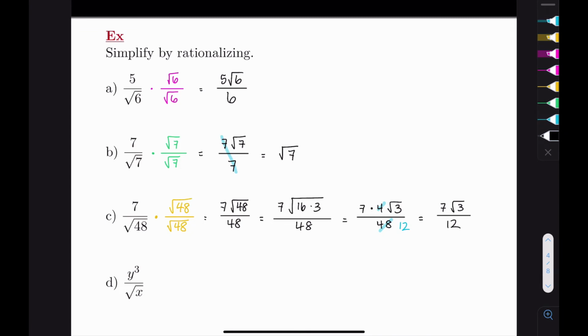Now for this next one, I don't have a number inside that square root, but I'm still going to apply exactly the same process. To get rid of a square root, we multiply it by itself. So we're going to take top and bottom and times it by the square root of x. So we're left with y cubed root x in the top. And then those radicals cancel each other out, and we're left with just x in the bottom.